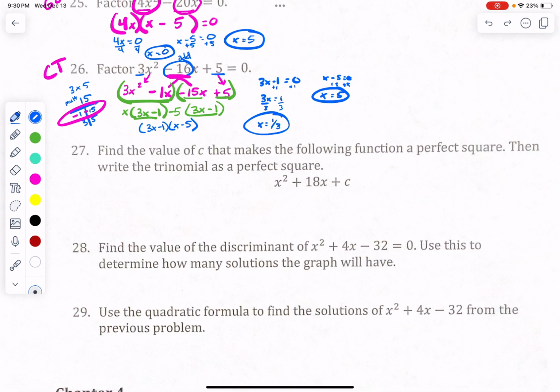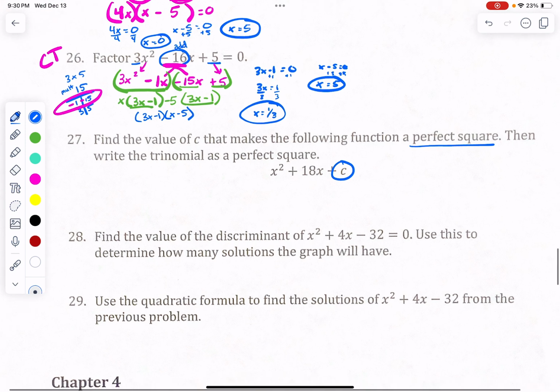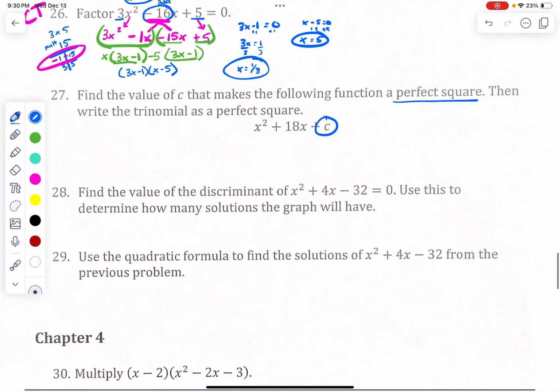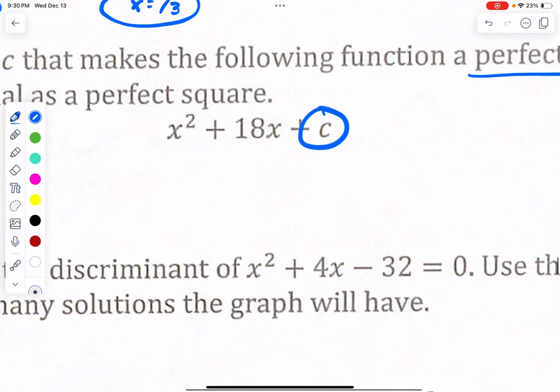All right. 27 says, find the value of c. C is right here. That makes this thing a perfect square. Then write the trinomial as a perfect square. Okay, so this is like the steps that you use when you're completing the square, but I'm not going to actually have you complete the square.